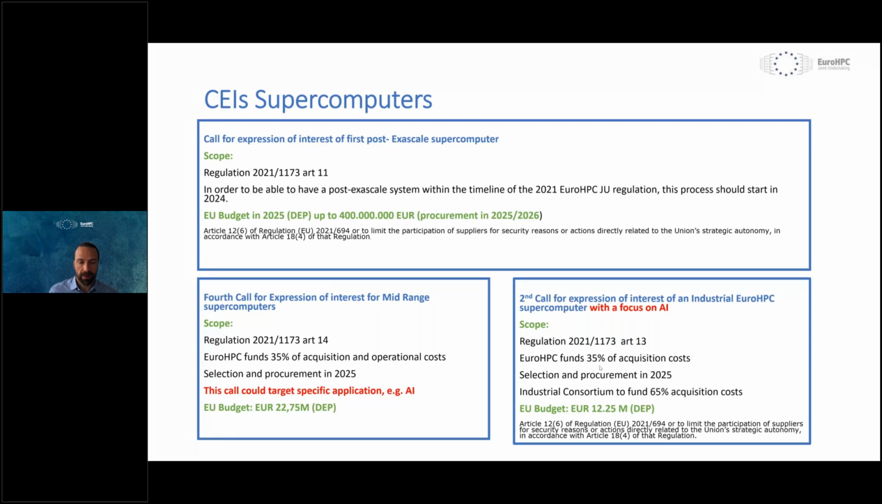We have currently in our draft work program a fourth call for expression of interest for mid-range supercomputers, and there are currently discussions whether we should take a little bit more strategic approach on the selection of technologies and possibly target in this call specific application areas complementary to our existing infrastructure, for example, artificial intelligence. And we have allocated about 20 million for this. A second call for expression of interest for an industrial EuroHPC supercomputer with a focus on artificial intelligence may also be launched in the work program next year with a selection and procurement in 2025. So for this, of course, we need also an industrial consortium that is willing to cover the remaining 65% of the acquisition cost, as our funding rate is limited here to 35%.